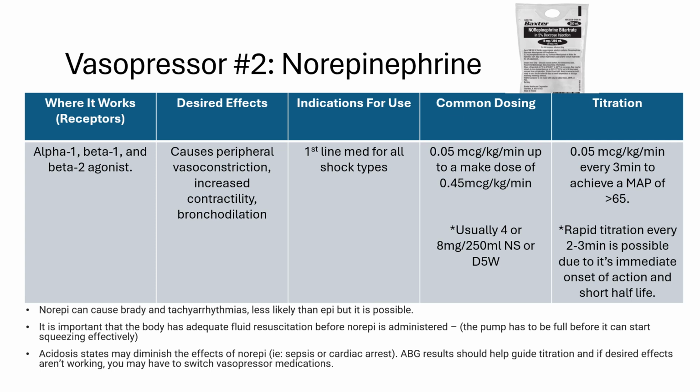It's really great. It's the first line medication for all shock types. But I'm going to give you some tips on norepi so that hopefully it'll help you as you're using this and titrating this, because we do use it so often. So norepi is an alpha-1, beta-1, and beta-2 agonist. Again, it's going to work on peripheral vasoconstriction, increased contractility, and bronchodilation, very similar to epi. Again, it's our first-line med for all types of shock.